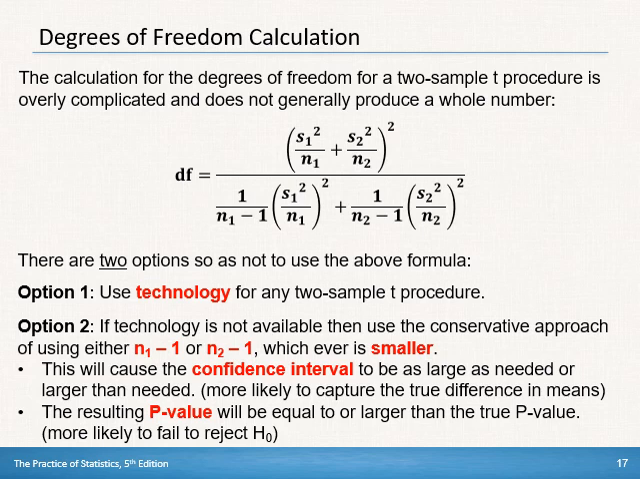And then for a hypothesis test, using this option 2 is going to result in a p-value which is equal to or a little bit larger than the true p-value. And so then we'll be a little bit less likely to reject H naught. So it's considered a more conservative approach. Because we're using the smaller of the two degrees of freedom from each of the samples, the result will be a little bit more conservative.